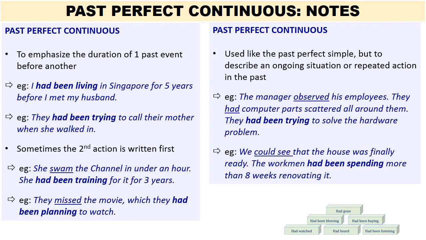Let's take a look at another example. We could see that the house was finally ready. The workmen had been spending more than 8 weeks renovating it. Again, had been spending was a situation that went on for quite some time, followed by could see, written in the past simple tense.